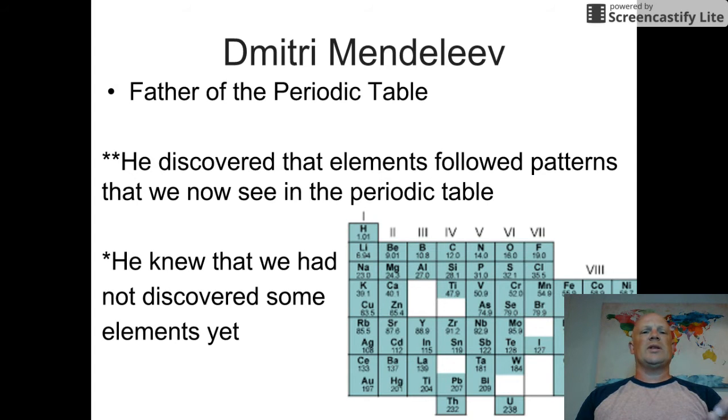Even to the point of, when someone else discovered an element and gave some characteristics, he was able to correct them without even knowing or seeing what the element was yet, based on the periodic table and what he knew it had to have as far as its characteristics and its families and its group. So I'd encourage you, watch that Crash Course video to learn a little bit more about Dmitri Mendeleev.